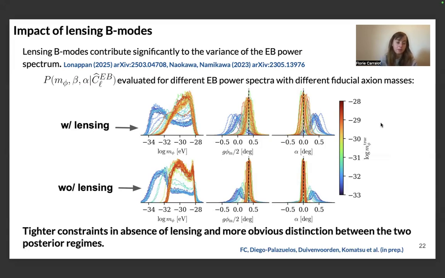So you can see that the constraints are tighter in absence of lensing, as expected, if you compare the upper and lower panels. But more importantly, we see that depending on the true axion mass, we have two posterior regimes which can be used to distinguish between dark energy and dark matter scenarios.